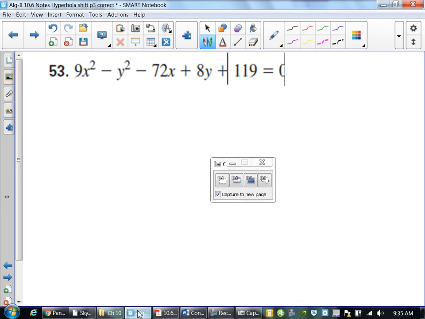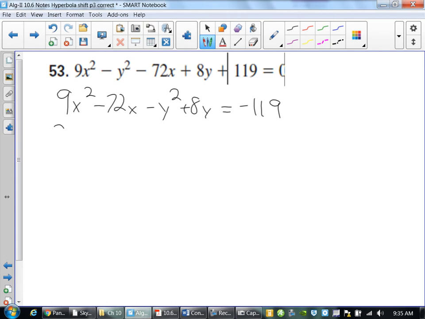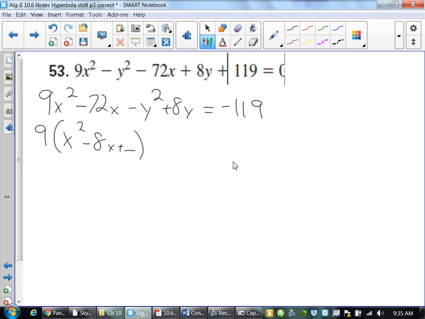Start grouping your stuff in your x squareds first. Then you've got your y's, negative 119. GCF, or take out the 9, I should say, so minus 8. Take out the negative 1, and that's what most people do. So we have minus 8, or you do plus.